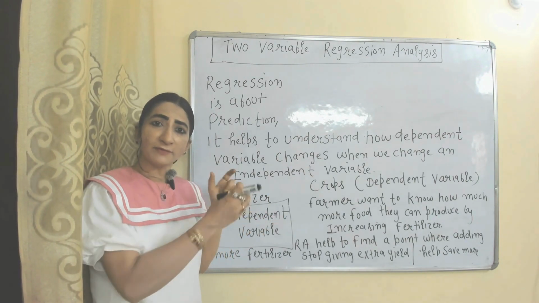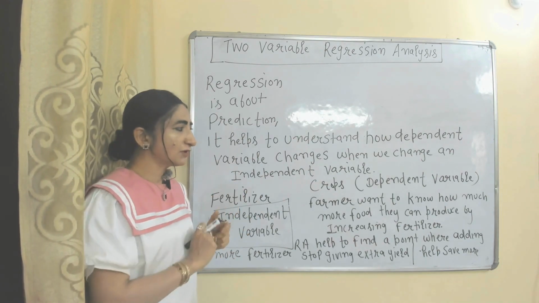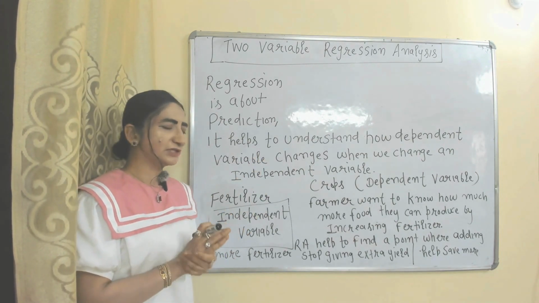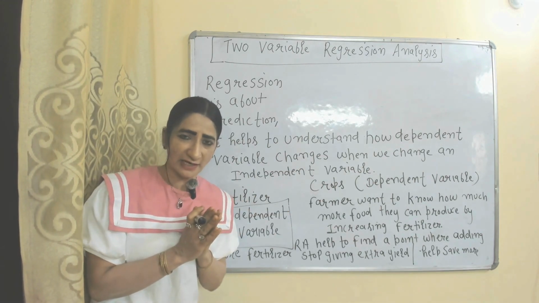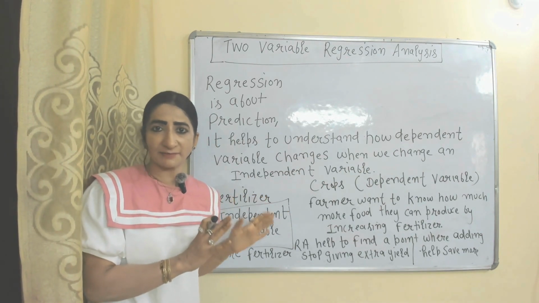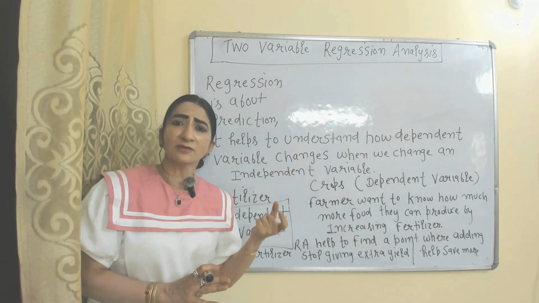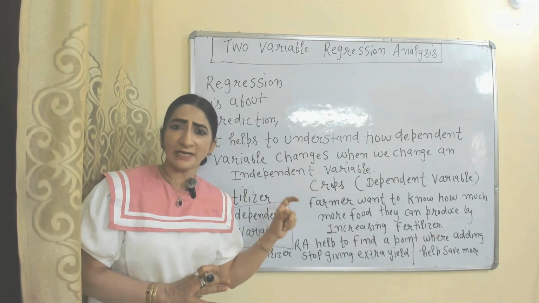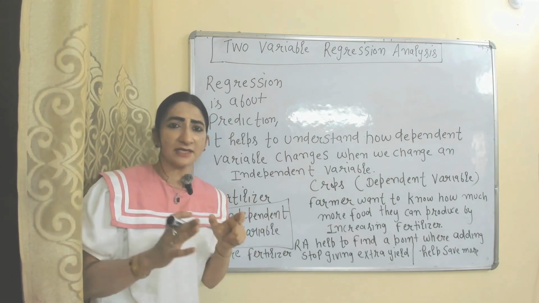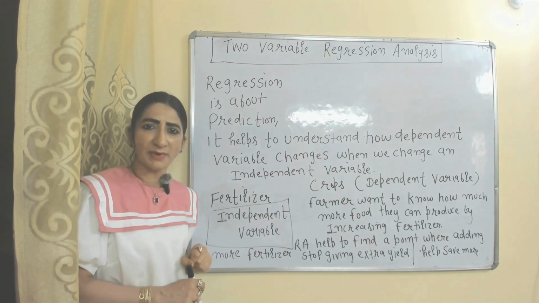Growth of a crop is influenced by fertilizer, and a farmer wants to know how much more food they can produce by increasing fertilizer. How does regression analysis help? Regression analysis helps to find out the point where adding more fertilizer stops giving extra yield. By doing this, regression analysis helps to save money.